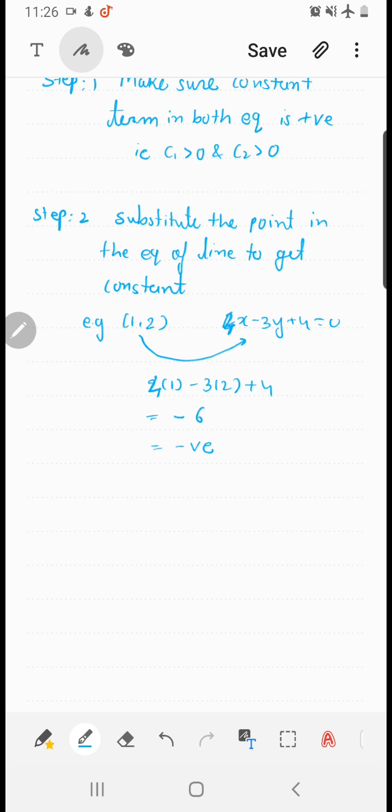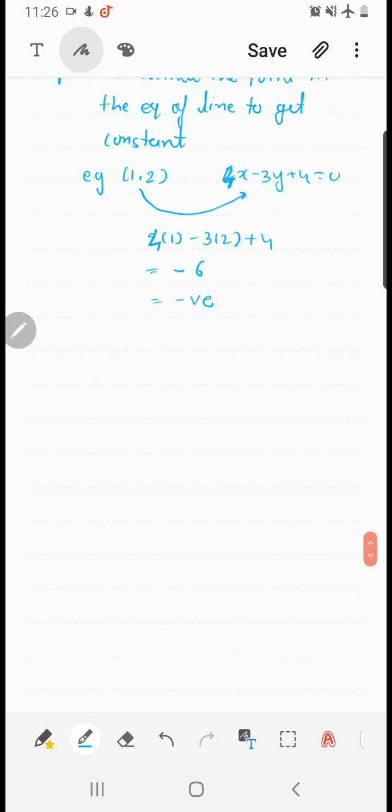Now obviously we'll get two constants. Those constants can have the same sign or they can have opposite signs. So check the sign of both constants.